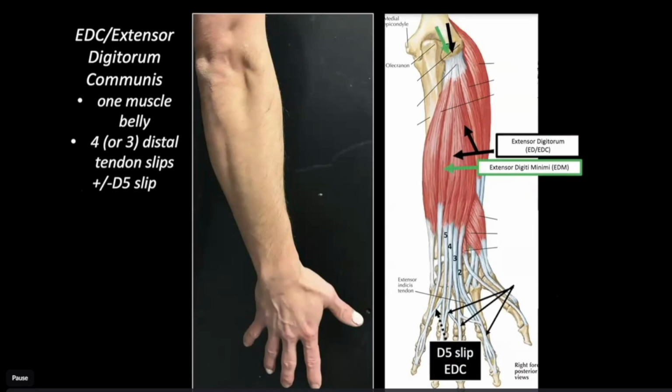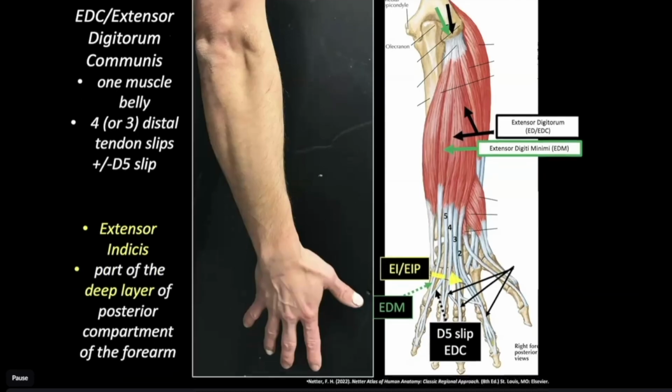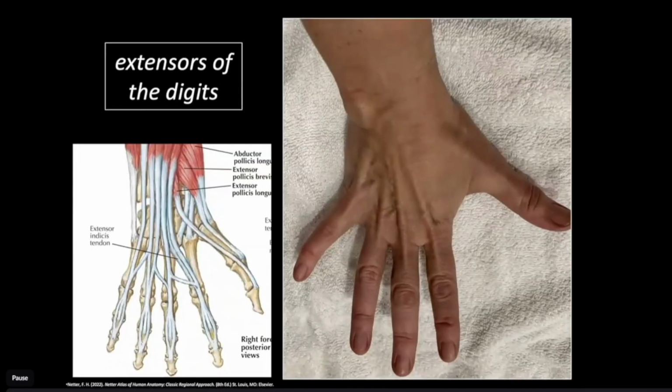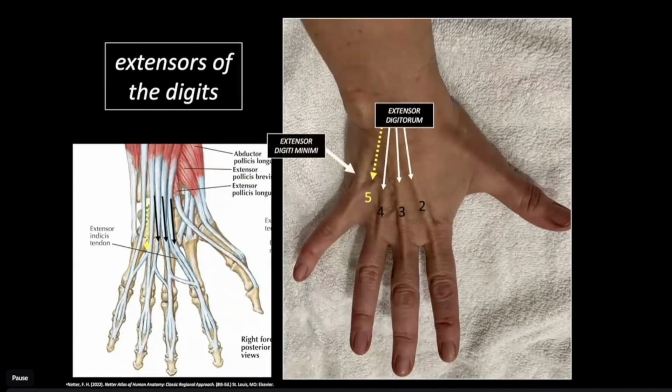Extensor digiti minimi, or EDM, origin is at the CEO, and insertion will be at the base of the distal phalanx. Extensor indicis moves the index finger. Its muscle is located in the deep layer of the posterior compartment. You can see all of these tendons if you extend the fingers. 2, 3, and 4. You can see the slip for the 5th, and then EDM.